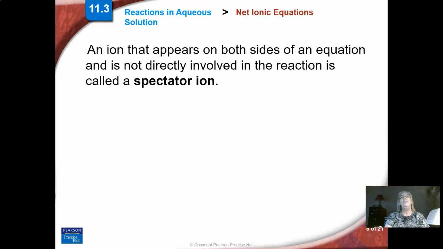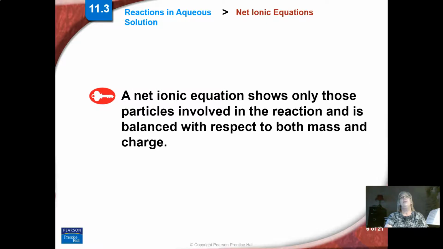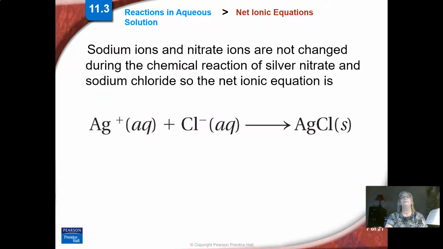On both sides we have ions that are just sitting there watching. They're called spectators. And the net ionic equation shows the reaction that shows only those particles that are really involved in the chemical change, just the ones making the solid. So we have to be able to go from complete to net ionic equation. We need that skill. So we only care about the things that are forming the solid, and we have to balance everything.